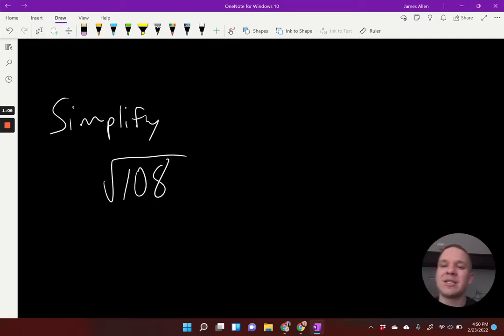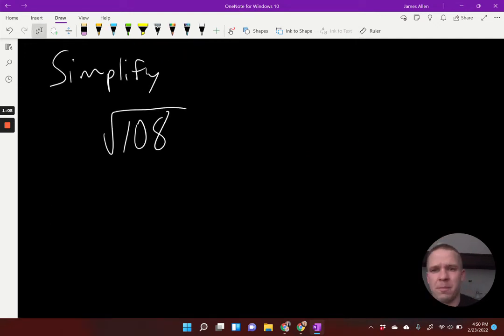How about this one? Simplify the square root of 108. Oh boy, it's a little bit bigger. I'm going to start with 2 again, if possible. It is an even number, so it is possible. So we have 2 and 54. And then I can do that by 2 again. So I got 2 and I got 27.